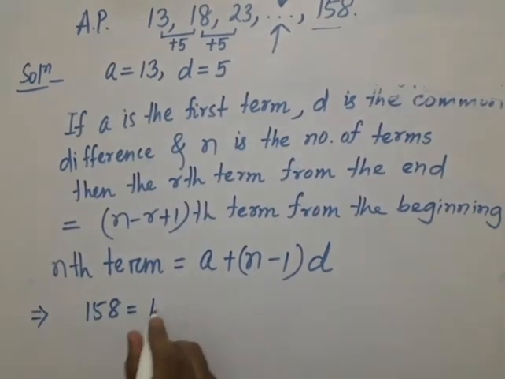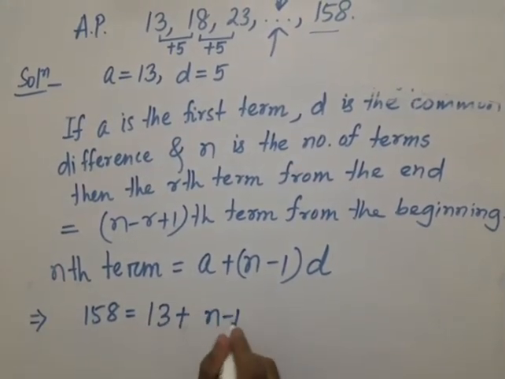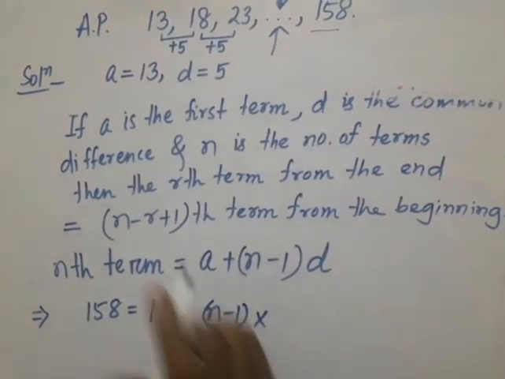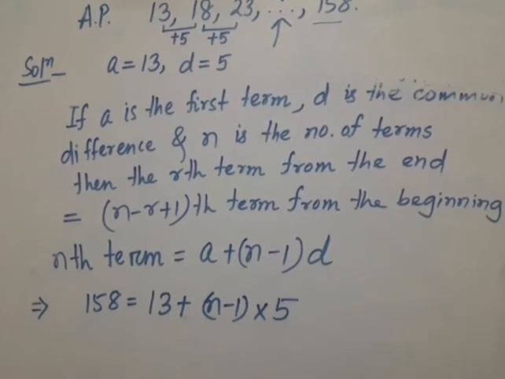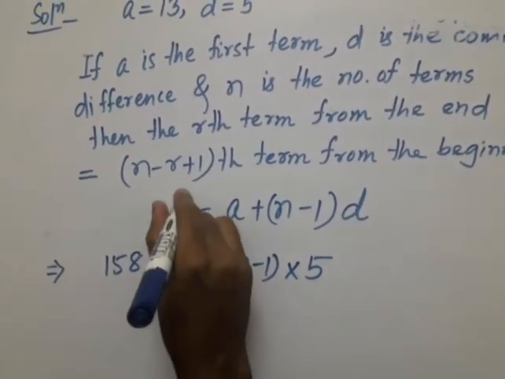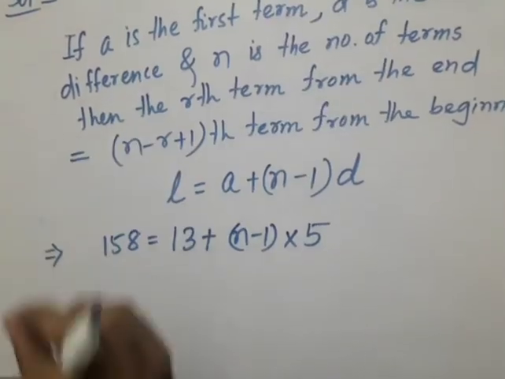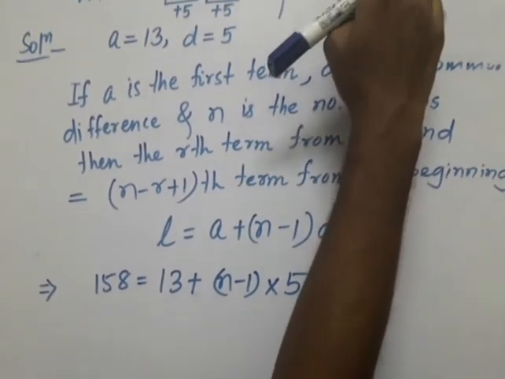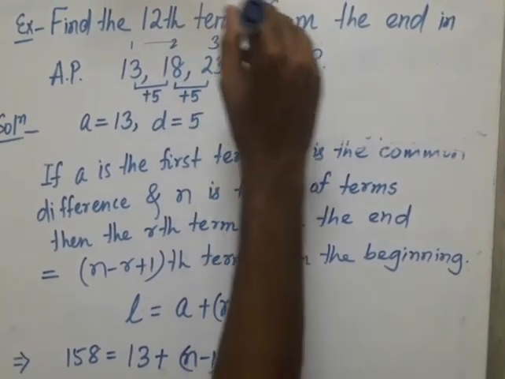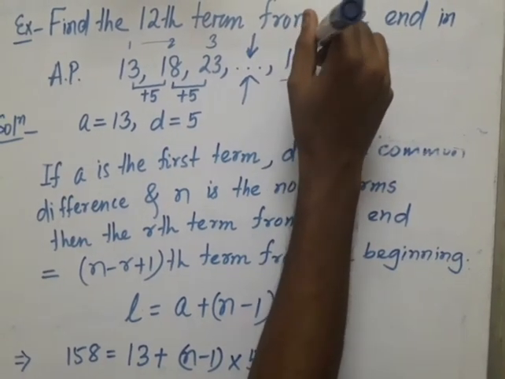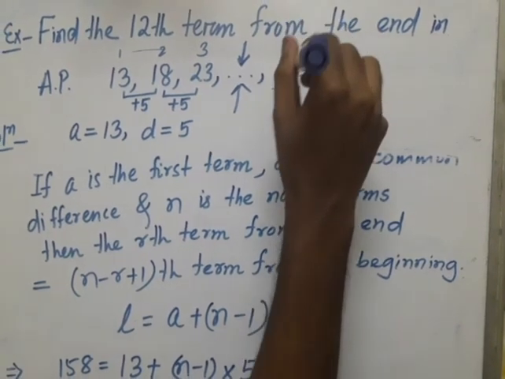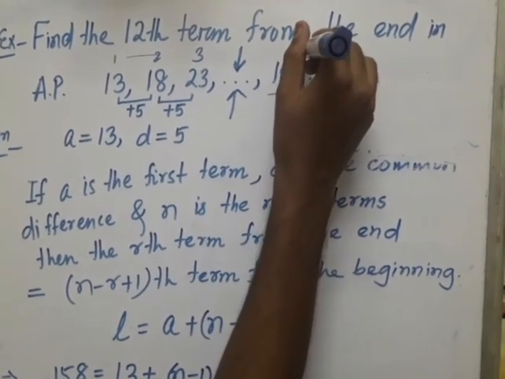What is a? a is 13, plus (n minus 1), times d. d is 5. Here the nth term you can write as L, where L means the last term or the nth term. What is the value of this n? This is the first term, this is the second term, this is the third term. What term is it: the 30th term, 20th term, or 10th term? We have to find that particular value.